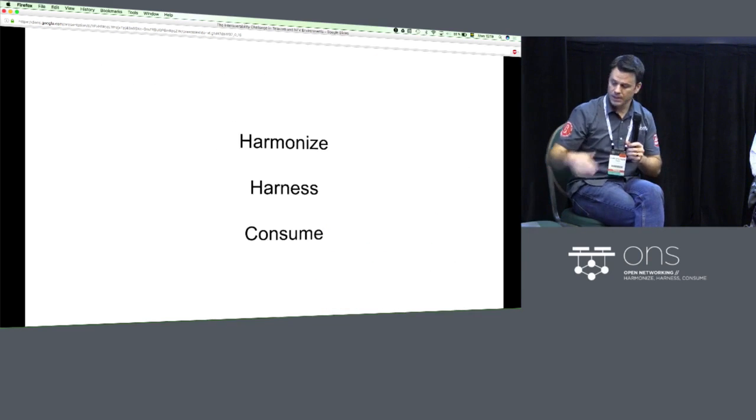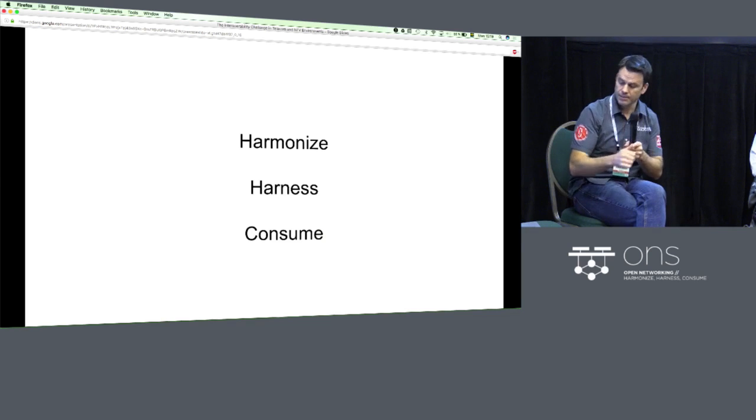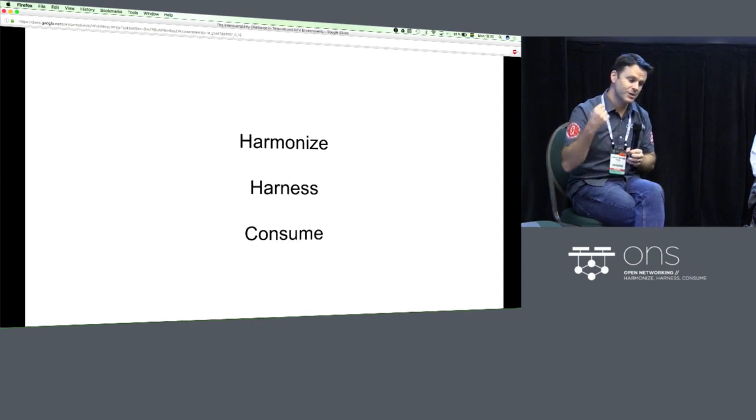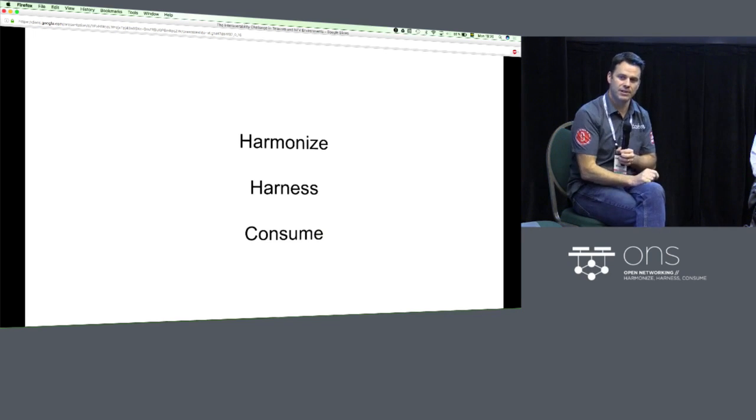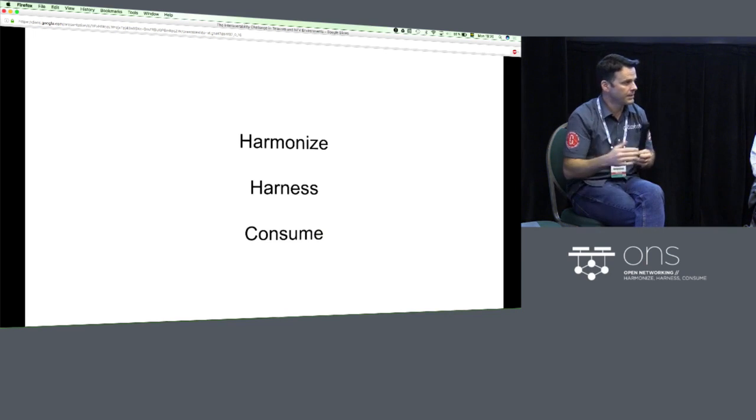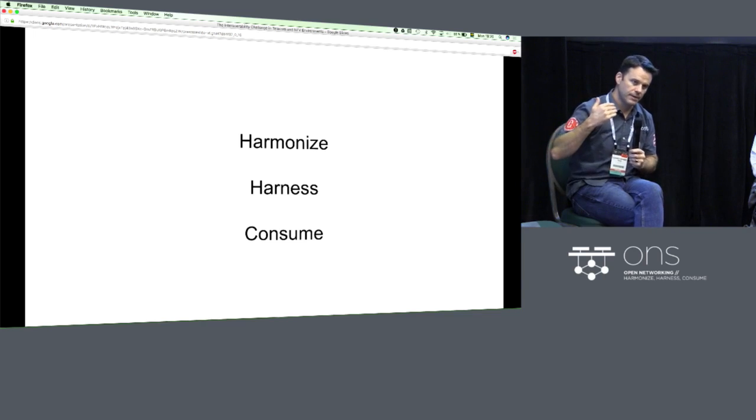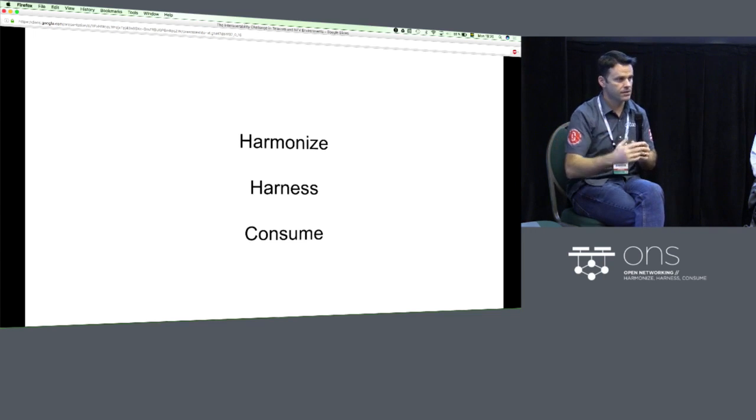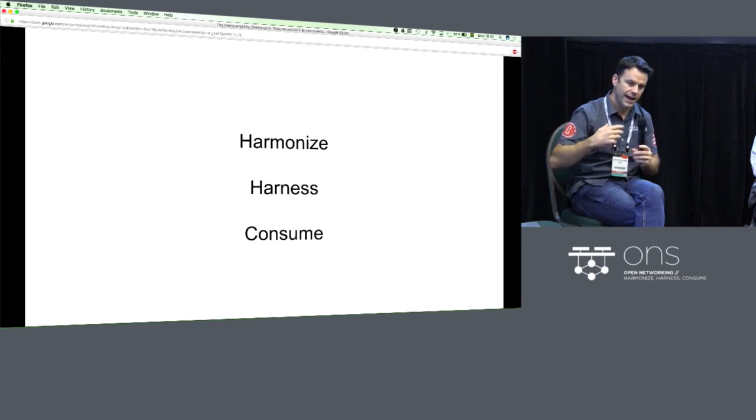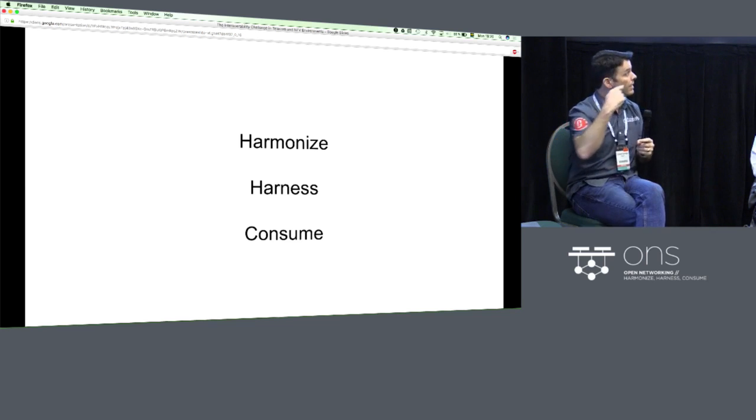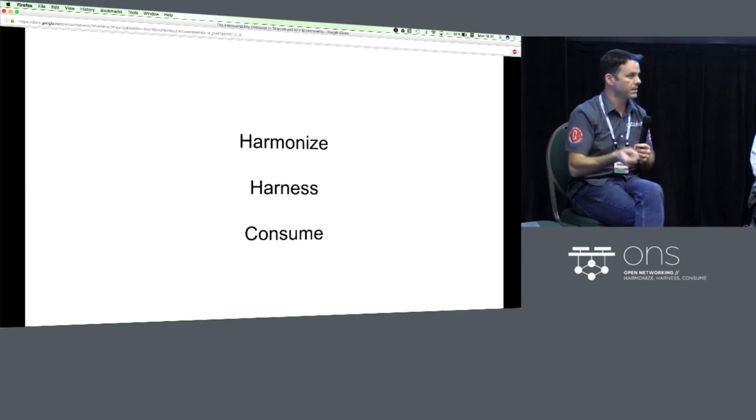But from a vendor perspective, I come back to the ONS: harmonize, harness, consume. This is really the message. It's spot on for where we are as an industry at this point in time. We need to find ways of harmonizing around the interfaces, the environments, the processes, the workflows. We need to figure out how to make the most of the software that's available to us, and then get that into the network as quickly as possible. And this cycle of harness, harmonize, consume is what we need to speed up. And that's really what all of this is about.